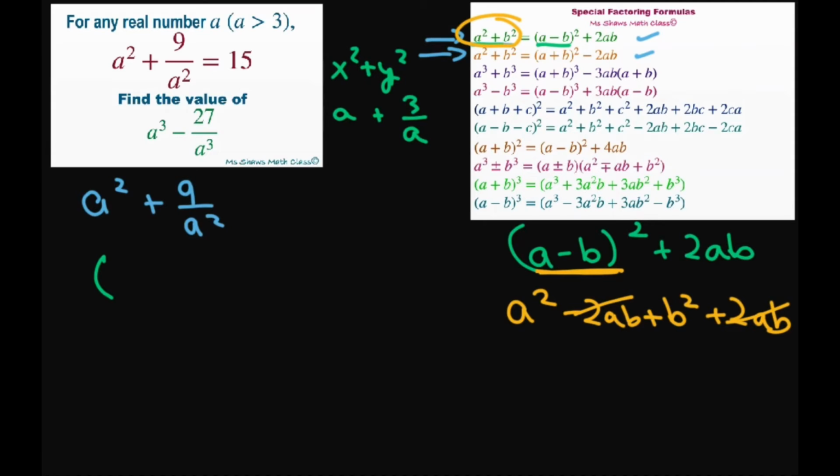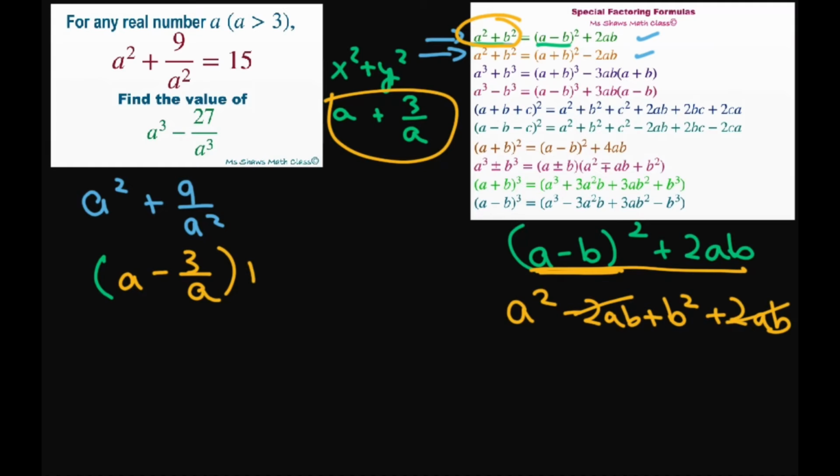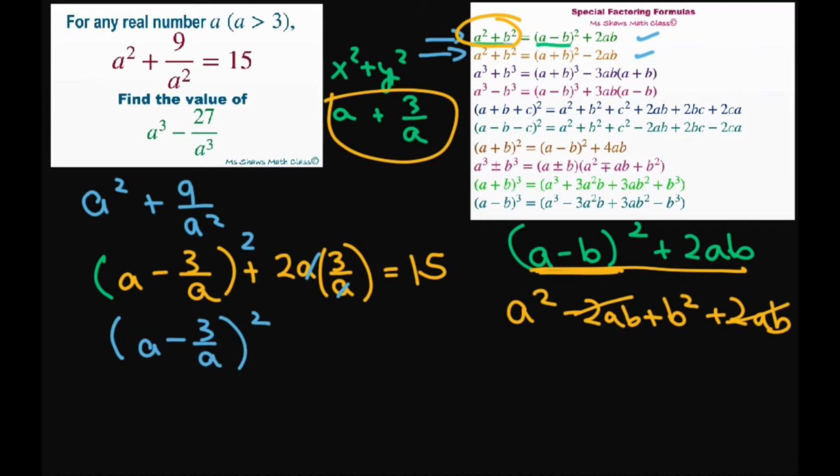So I'm going to use this formula here. That's going to give me a minus 3 divided by a. So I just took the square root of these here. And then we're going to have plus 2ab, so 2 times a times b, and this equals 15. What happens is the a's cancel. So we have a minus 3 divided by a, squared by the way, plus 6 equals 15. So when you subtract the 6, this equals 9.